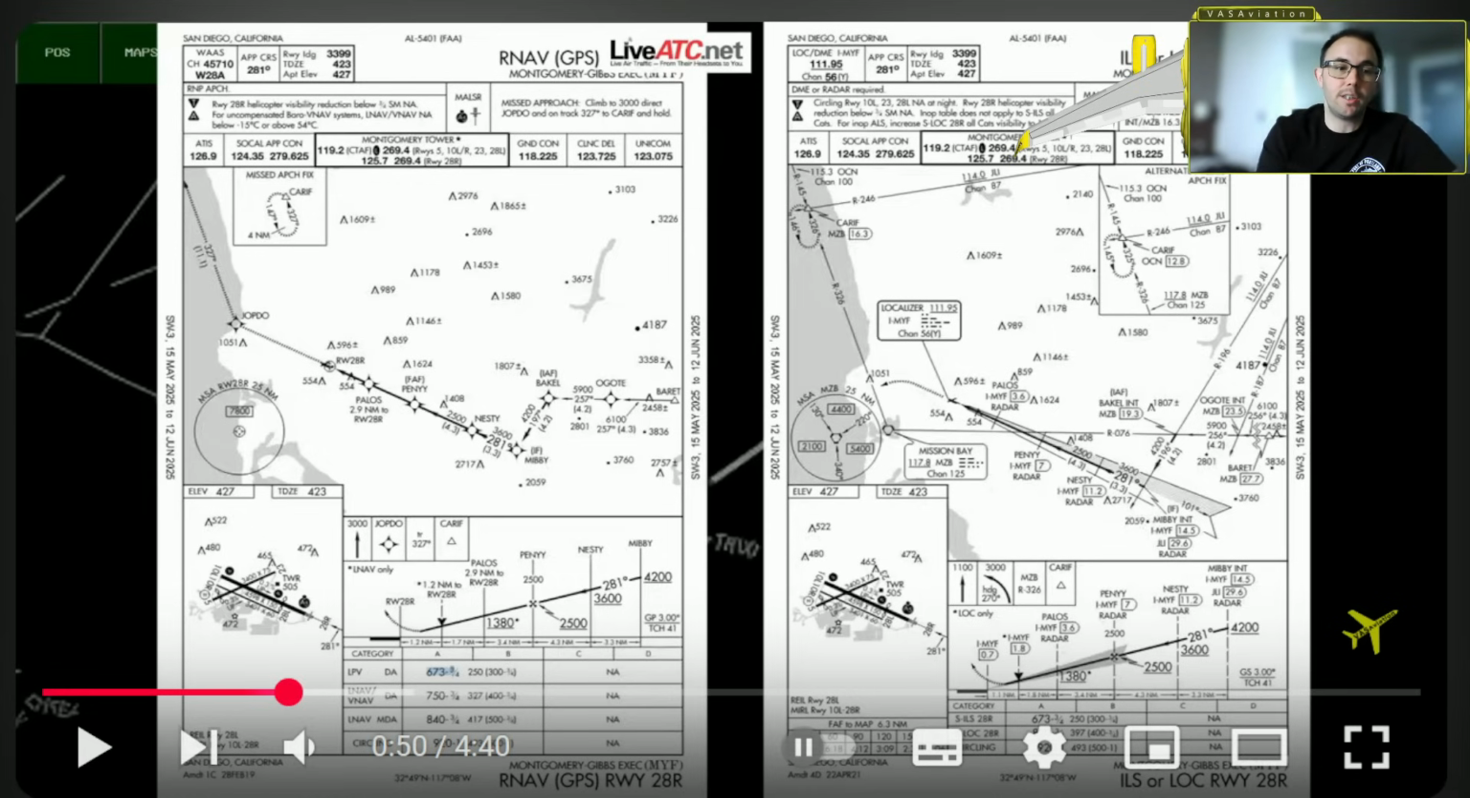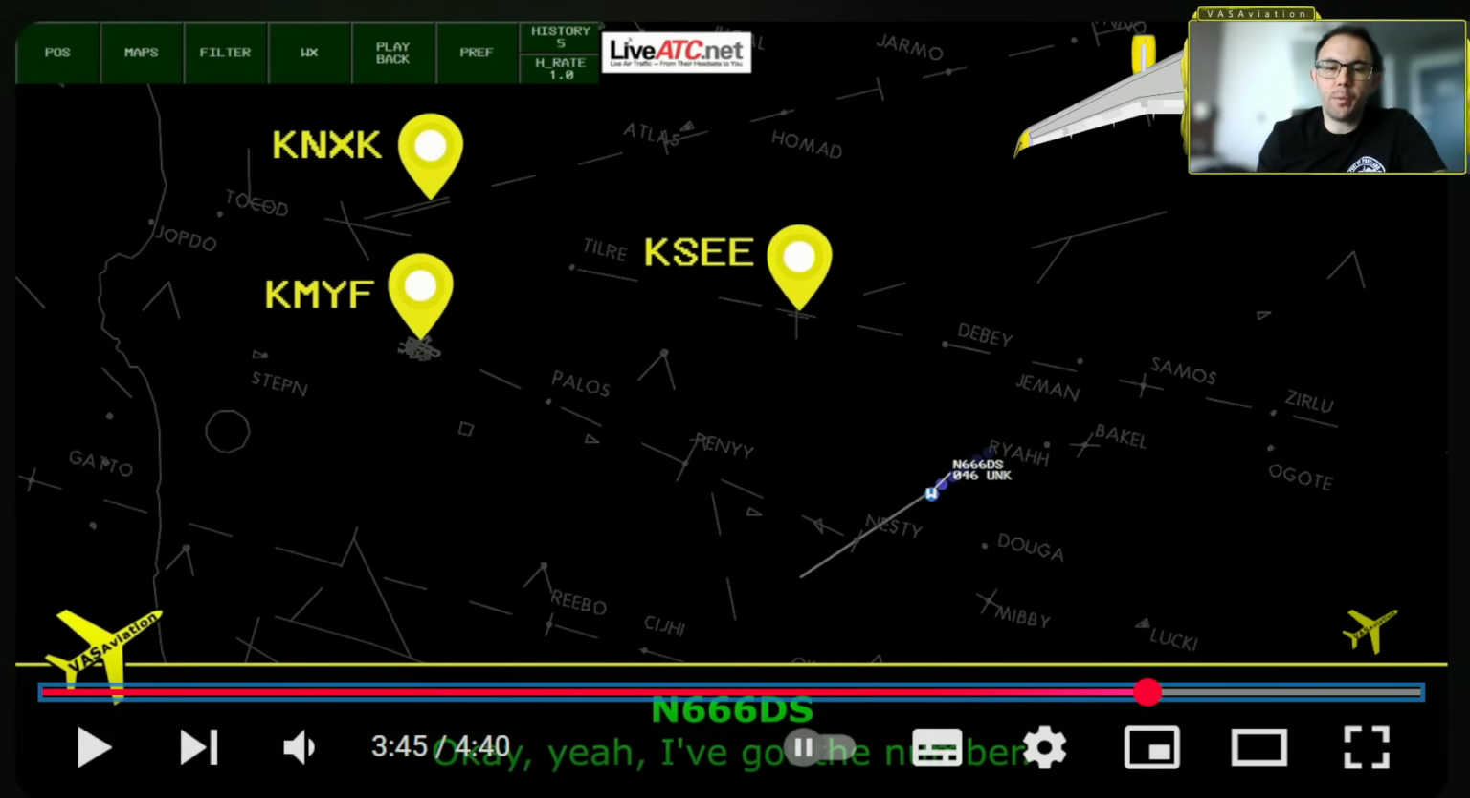And they are proceeding direct to Nesty, which you should cross at 3,600 feet. So here we have November 666 Delta Sierra approaching Nesty. You can see Nesty right there on the radar scope, and since there are many lines going that way or the other way on the radar scope maps, I point out the three main airports close to Montgomery. Montgomery is MYF, that you have right there.